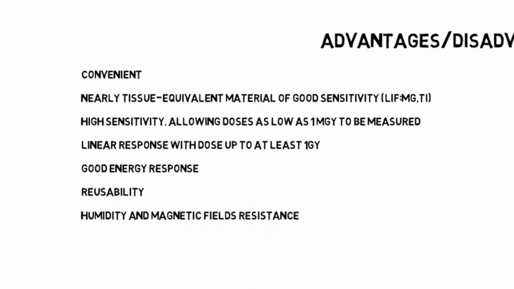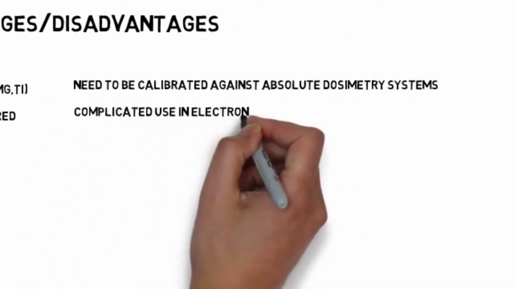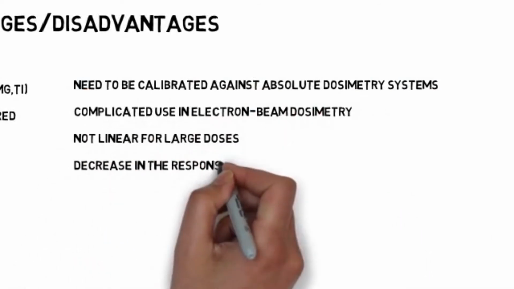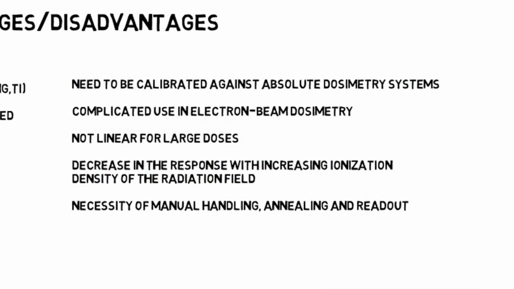It has a linear response with dose up to at least 1 gray and good energy response after X-ray irradiation. It is also able to be reused and has resistance to high humidity and to high magnetic fields. For disadvantages, TLDs are relative dosimeters, so they have to be calibrated against an absolute dosimetry system, such as a calibrated ion chamber or a cobalt-60 gamma source.